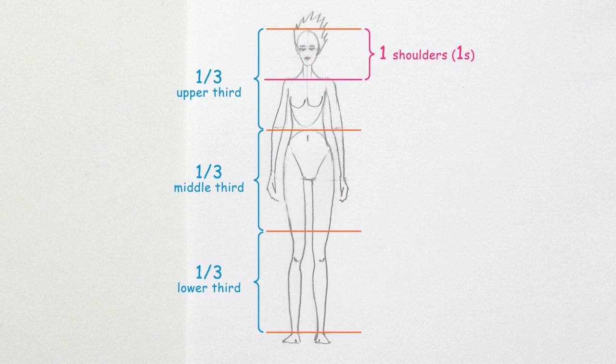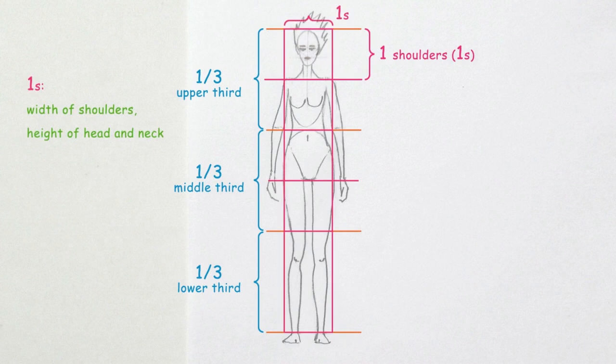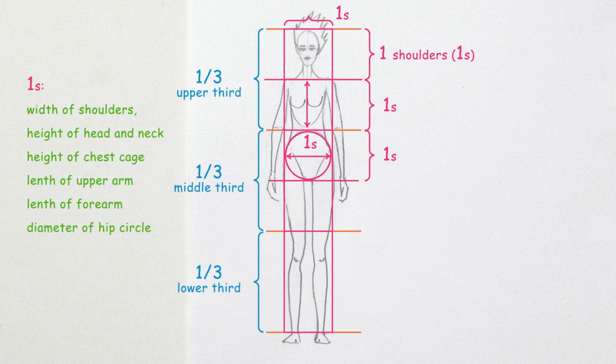Now let's make a list of 1S sizes in our figure. First, of course, it is the width of shoulders and the height of the head with neck. Then it is the height of the chest cage and the length of the upper arm. 1S is the length of the forearm, and the diameter of the hip circle is 1S. The length of the legs is 3S in height.